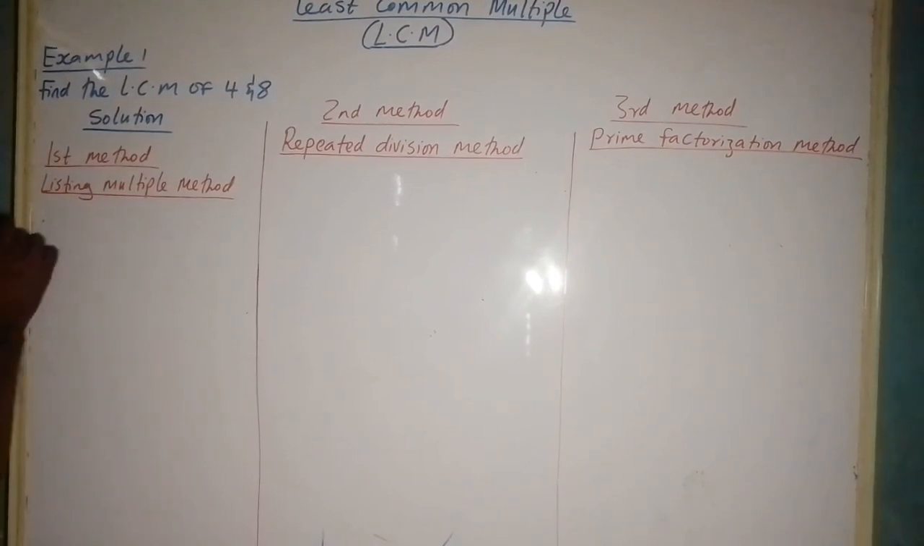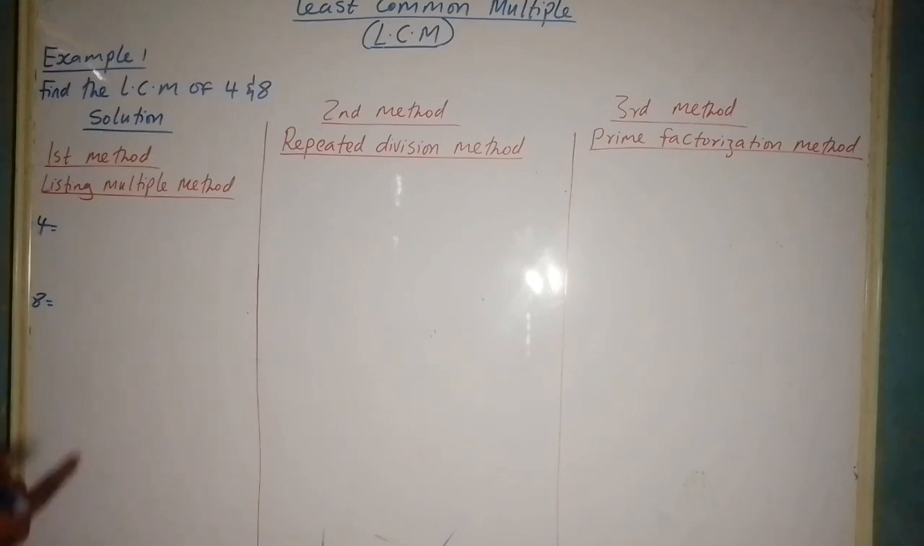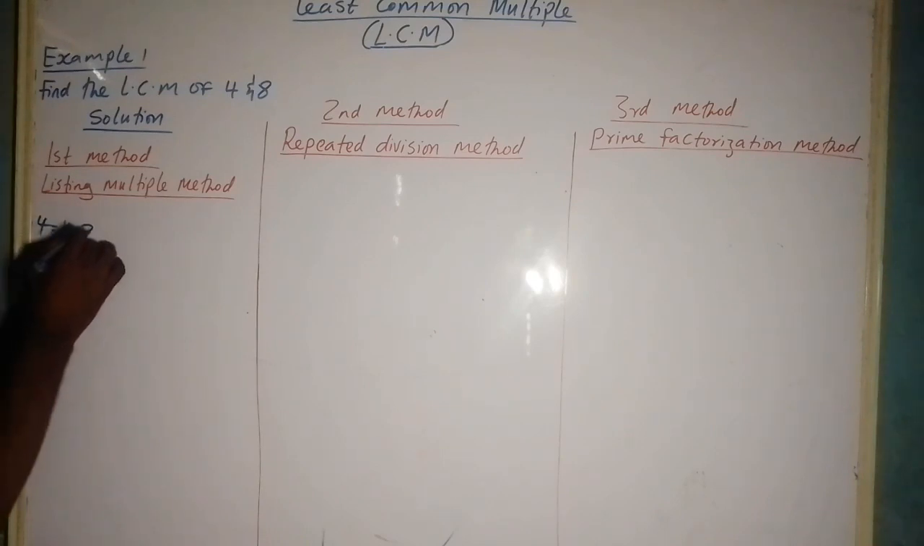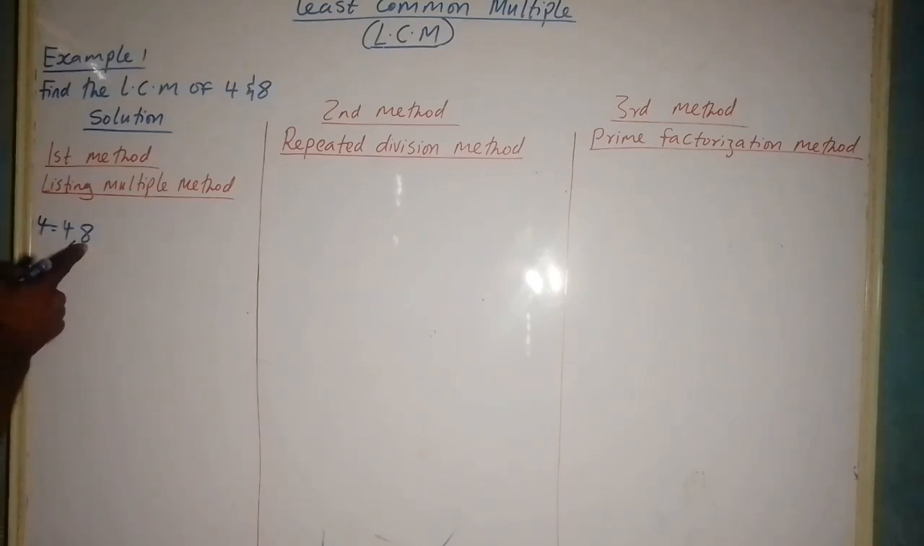Now we have our 4 and we have our 8. The listing multiples method is like successive addition, repeated addition of that particular number that we have here. In other words, we can say multiplication of the number by 1, by 2, by 3, by 4, etc. Now we start with 4. 4 times 1 is going to give me 4. 4 times 2 will be 8. 4 plus 4 is 8.